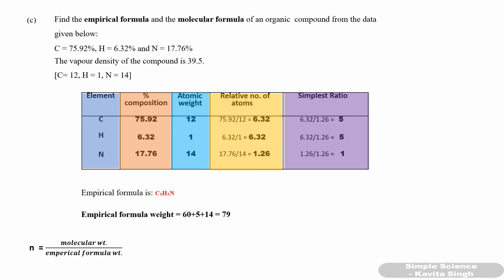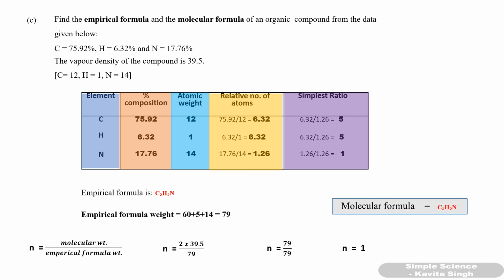Now calculate n. n is equal to molecular weight divided by empirical formula weight. And how will you calculate molecular weight? Molecular weight is 2 into vapor density. Vapor density is 39.5. Divided by empirical formula weight, you will get 1. n is equal to 1. So the molecular formula is C5H5N because n is also 1. Okay. So this is a 4 mark question.